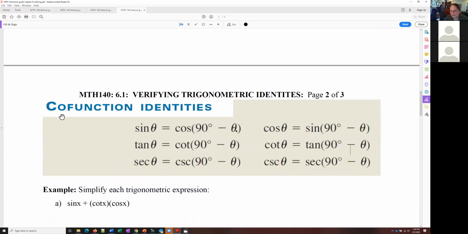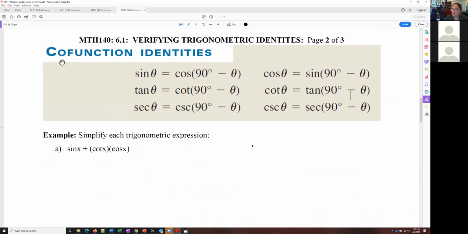Got a few more identities called the cofunction identities, that sine of theta is equal to cosine of 90 minus theta, and so on. Okay, one of the first things we're going to be looking at is simplifying some expressions. So we're going to start with simplifying sine x plus the cotangent of x times the cosecant of x.